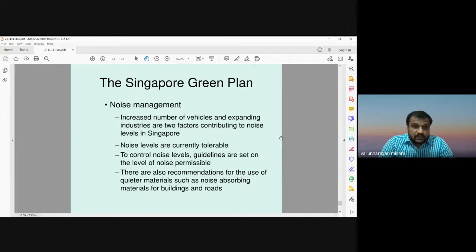So this is an important thing which Singapore did for their conservation planning, the noise management. As the population is increasing, definitely there will be an increased number of vehicles. So to avoid excessive noise in that city, they have to work on noise management and use materials that can absorb noise and reduce the noise level in that area.